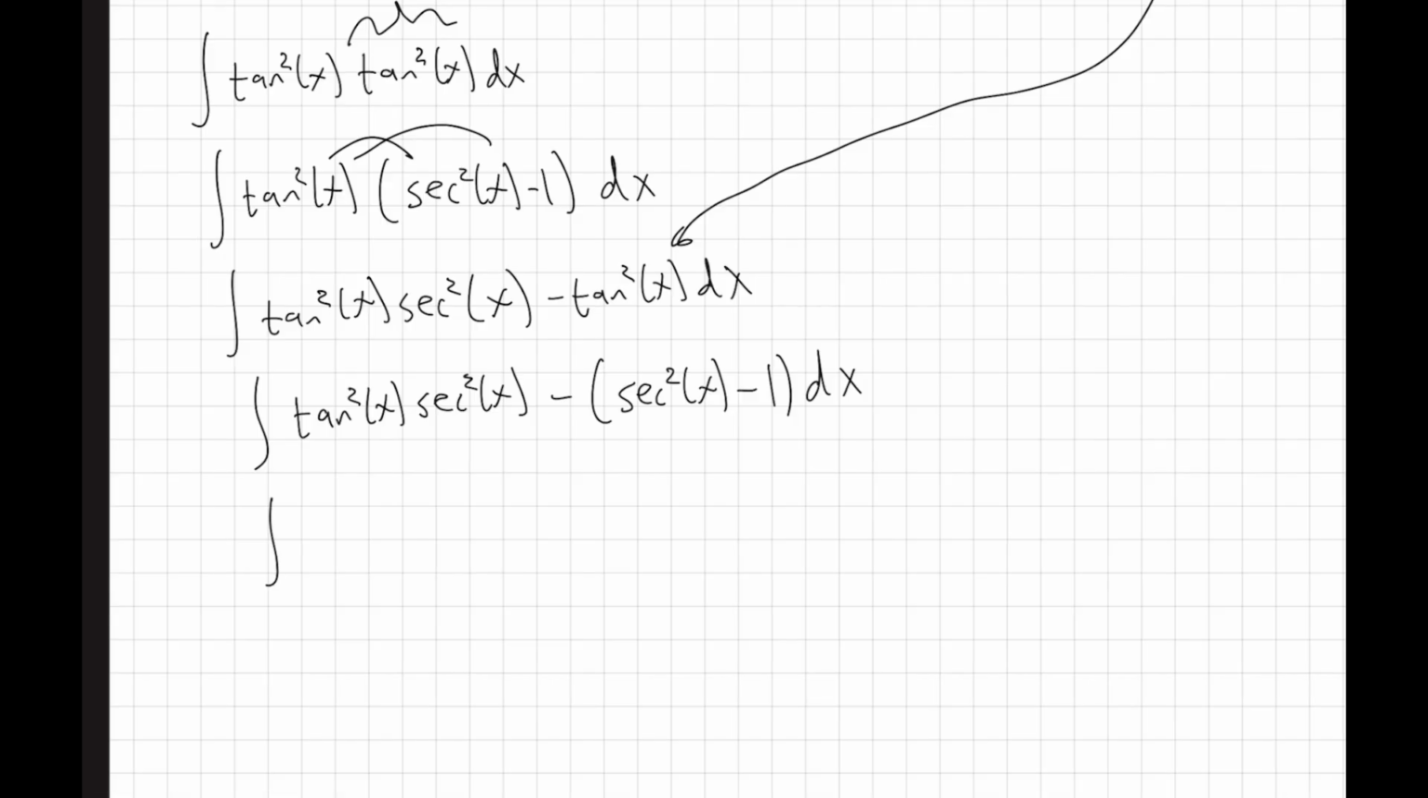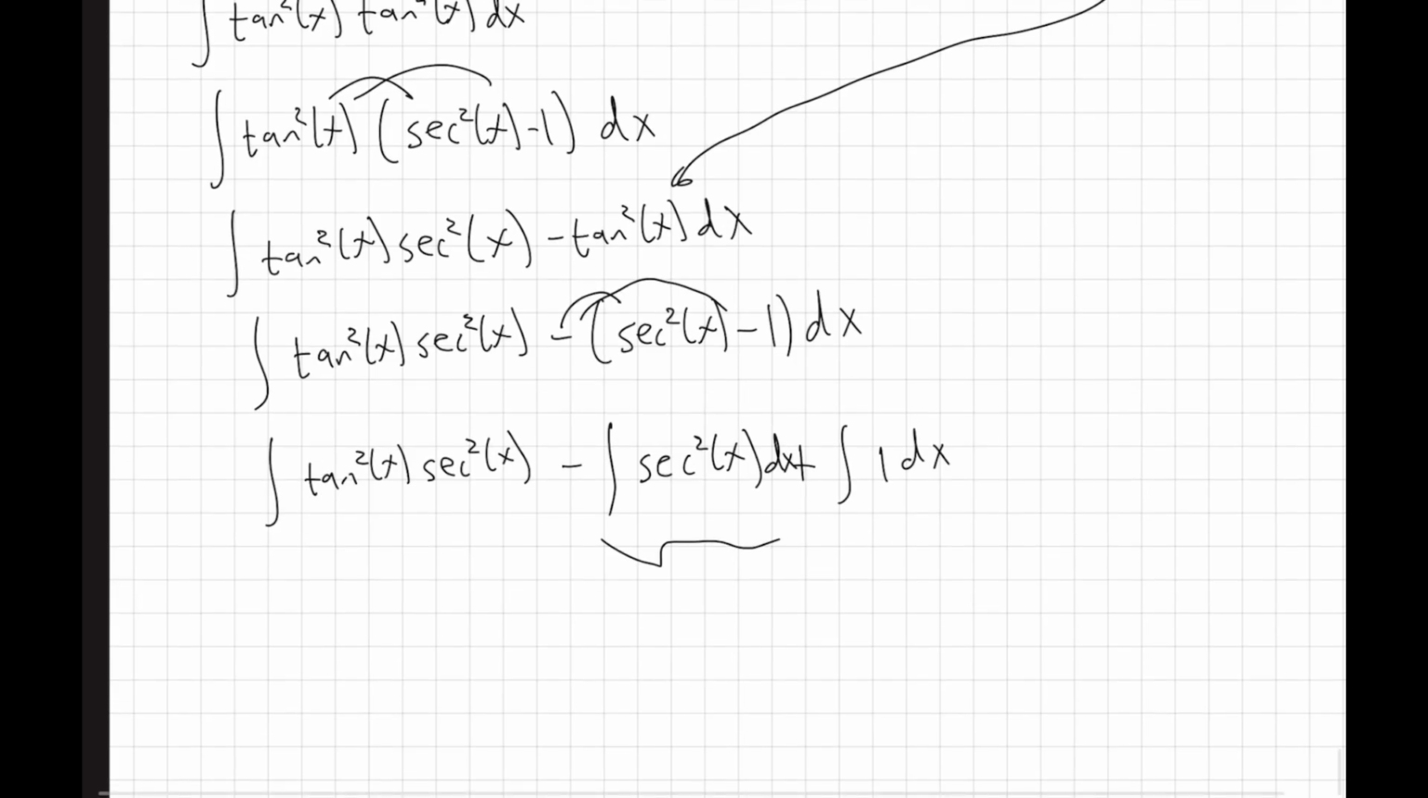This can be written as 3 integrals. The integral of tan squared of x, secant squared of x, minus the integral of secant squared of x, plus the integral of 1 dx, because we distribute this negative sign. So these two we can solve right off the bat.